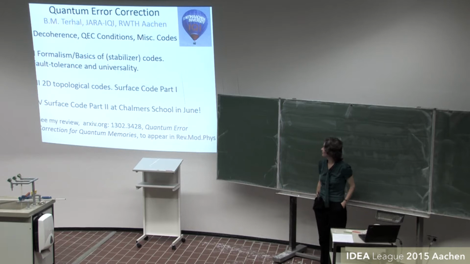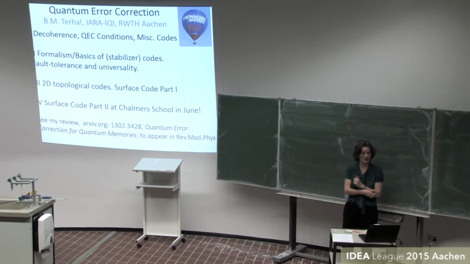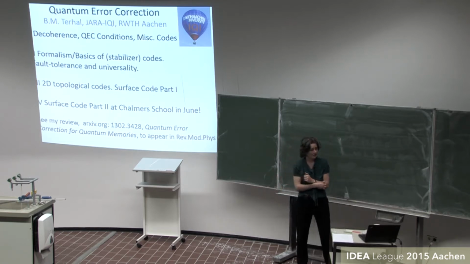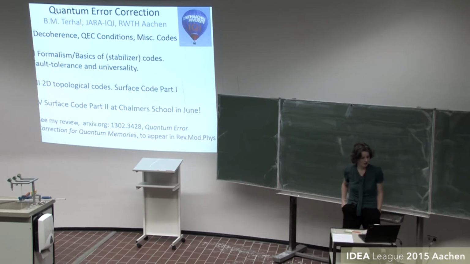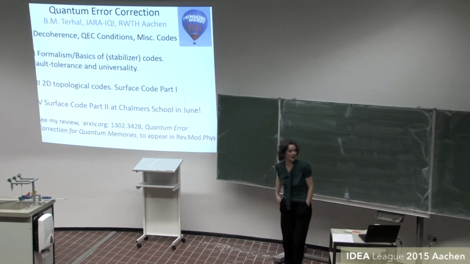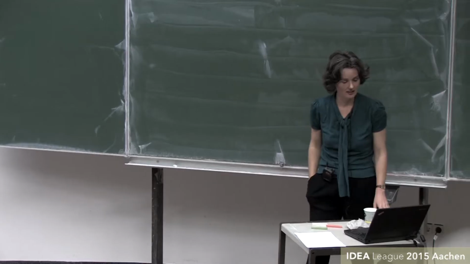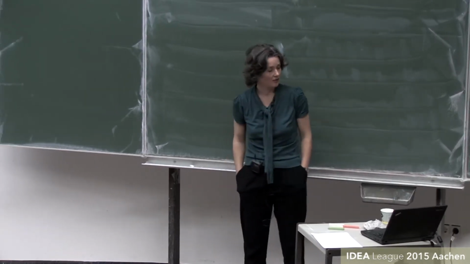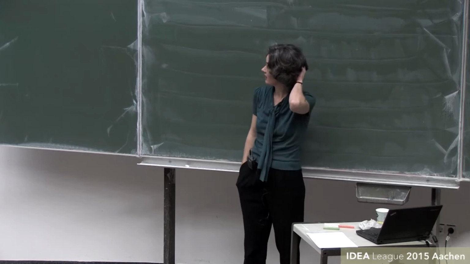I'm going to give 4 lectures, in fact, on quantum error correction. And 3 of these lectures are going to take place this week. Then the 4th lecture is going to be in June at the school in Chalmers, because I was asked there to talk specifically about surface code architecture. So I won't say that much about the surface code in these 3 lectures. Instead, I'd like to give you a wider perspective on quantum error correction.